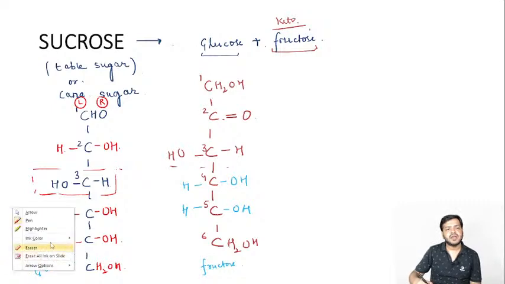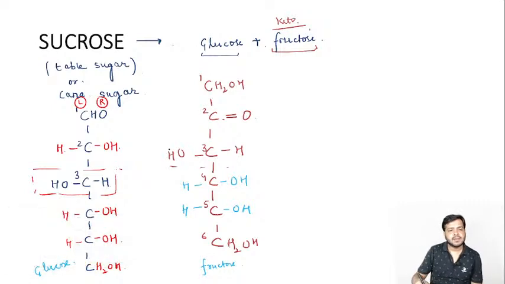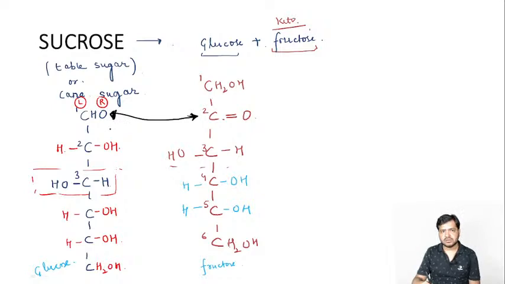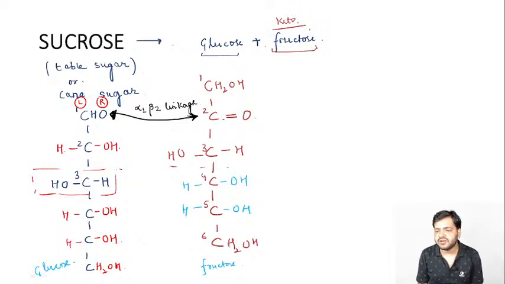Now you already know we are having a linkage between the first carbon of glucose and the second carbon of fructose. So this is basically referred to as the alpha 1 beta 2 linkage. Now can anyone tell me whether it is a reducing sugar or a non-reducing sugar?